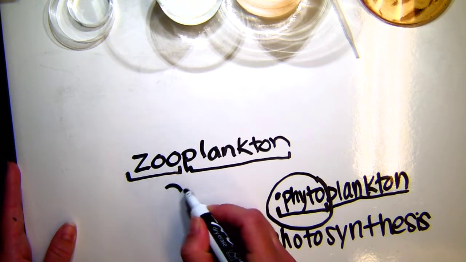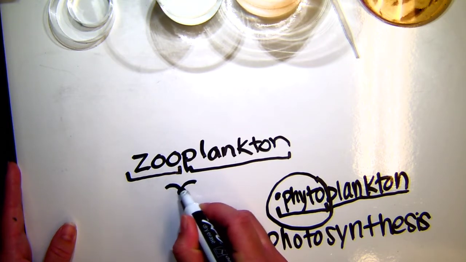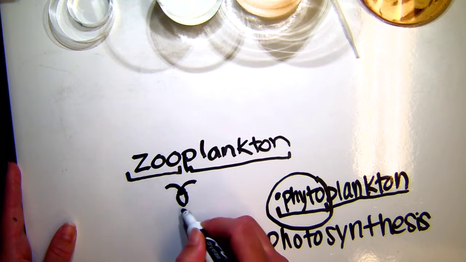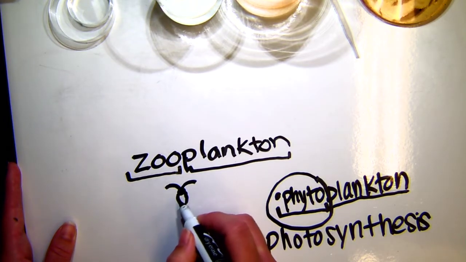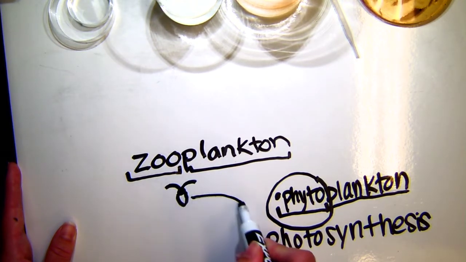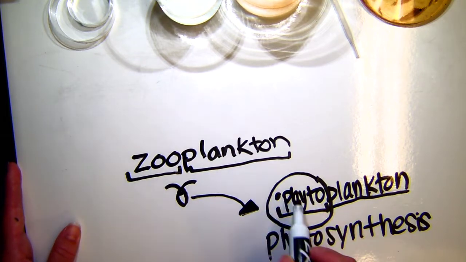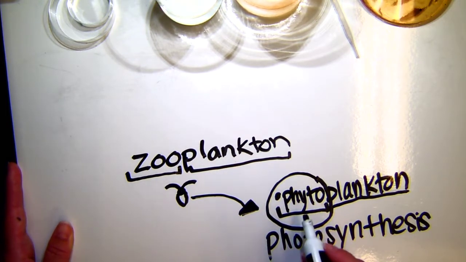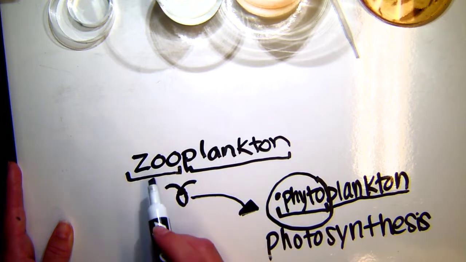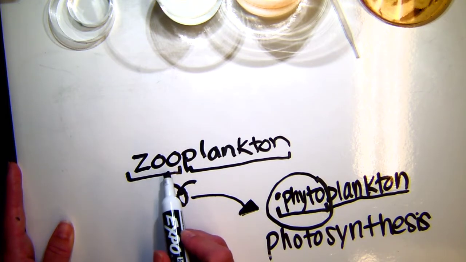It looks just like this, has two little antennas, has a nice eye in the middle, and a little body like this. And it swims around and it eats phytoplankton. So again, both of these things are plankton, but they are very different. This one, phytoplankton, makes its own food, and zooplankton consumes other things.